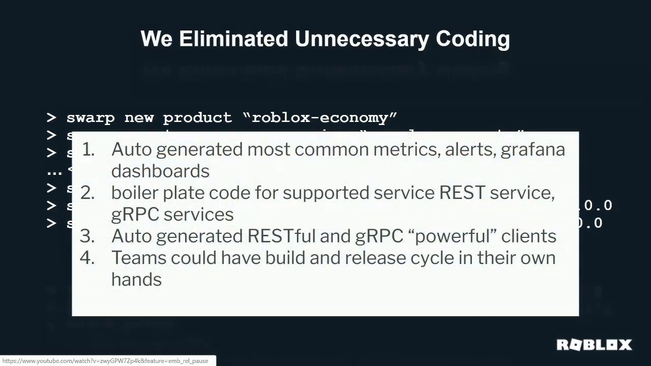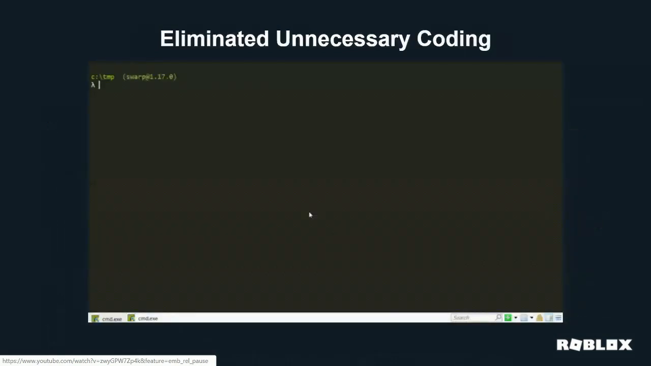We auto-generate the most common metrics, alerts, we use Grafana dashboards. We have the boilerplate code supporting REST services, gRPC services, processors. We auto-generate clients, and also these teams have their own build release cycle I mentioned.